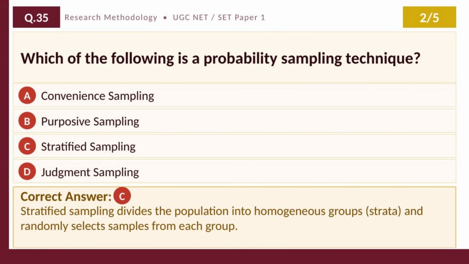Let us identify a key probability sampling technique. The correct choice is stratified sampling. In this method, the researcher divides a heterogeneous population into distinct, homogeneous subgroups or strata. Random samples are then selected from each stratum, ensuring fair and accurate representation across all vital segments.